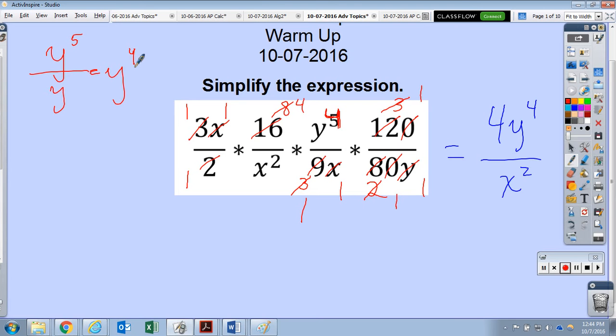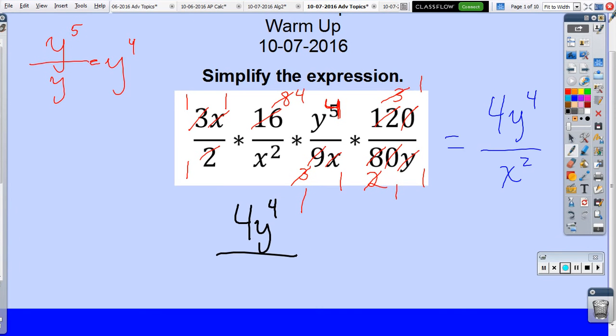Now I can go straight across. 1 times 1 times 4 times y to the fourth times 1 is just 4y to the fourth. And then the bottom, 1 times x squared times 1 times 1 times 1 times 1 is just x squared. So this is the principle that you need to make sure is good.